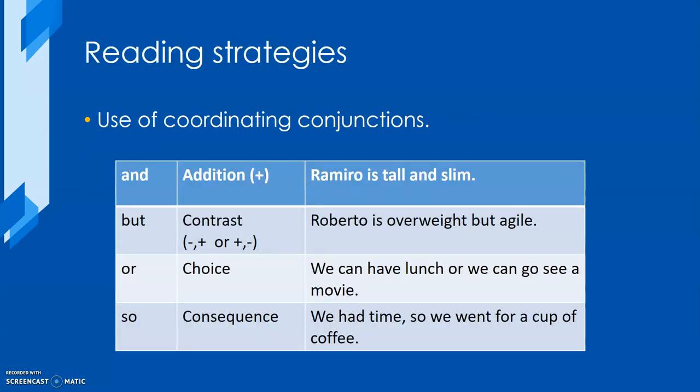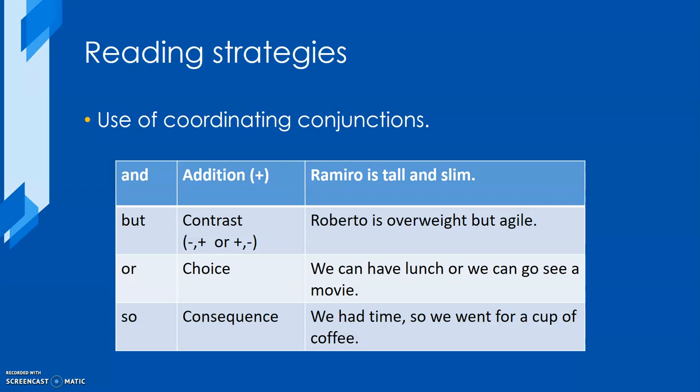Now, we're going to study a little bit of reading strategies. Here, we're showing you the use of coordinating conjunctions, which are going to be very helpful when you read. Four very common coordinating conjunctions are, as you can read in the first column, and, but, or, and so. Each of these coordinating conjunctions has a specific function.